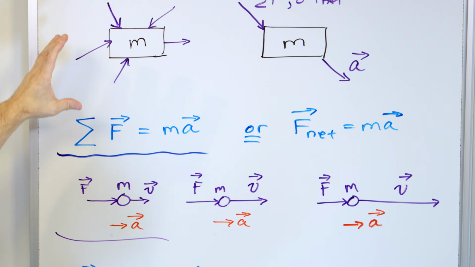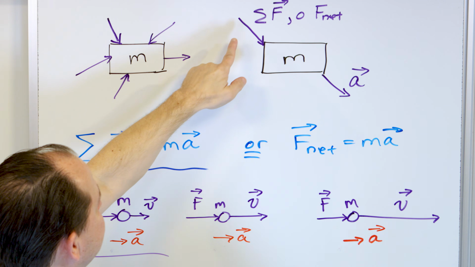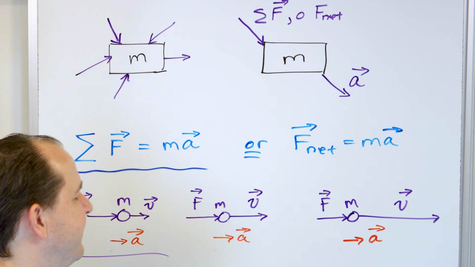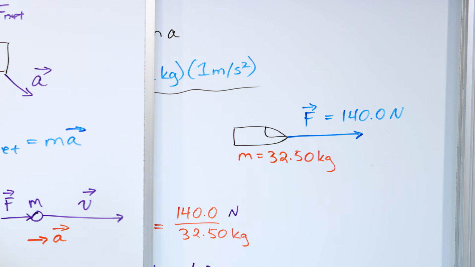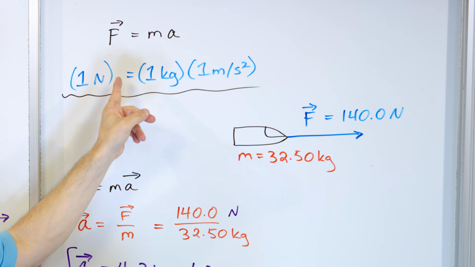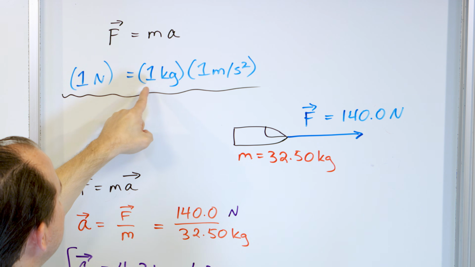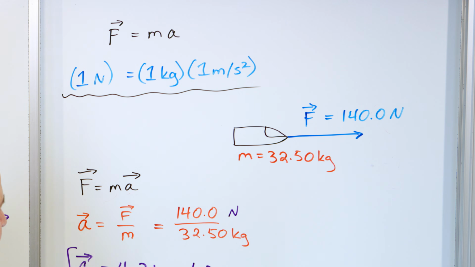If you have multiple forces acting on the object, first you add the vectors to get a single force. We call that the net force, or the sum of the forces, and that's equal to mass times acceleration. These pictures are just showing how the acceleration actually happens, and we went through that. And then, of course, we had the definition of the Newton. The Newton of force is basically the amount of force required to accelerate a 1 kilogram mass at 1 meter per second squared.